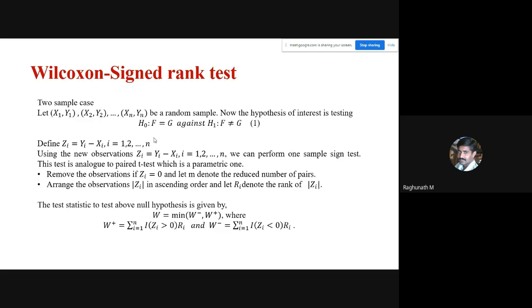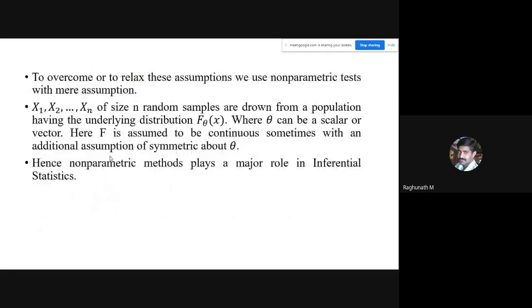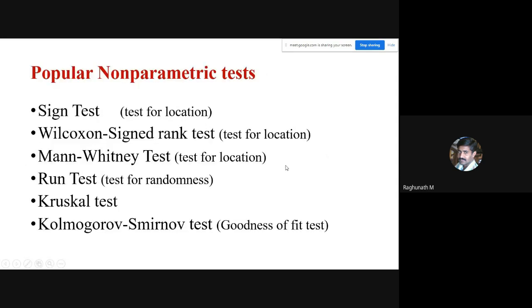In the case of a parametric test, we talk about the mean, whereas in the case of a non-parametric test, due to the assumption of symmetry, whatever I told here, mean, median, and mode, all three things will coincide. Hence, we are only bothering about the median.